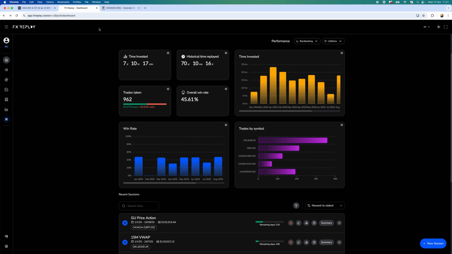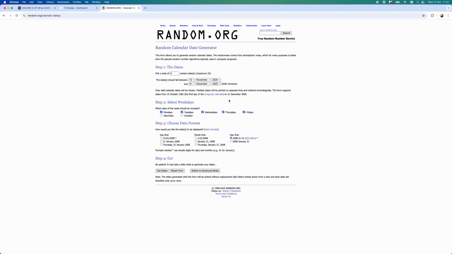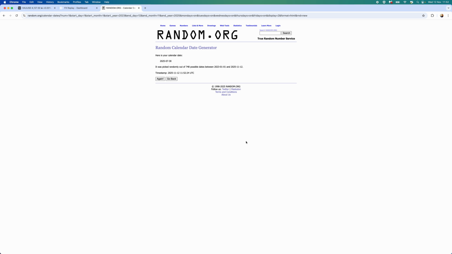Now, what I'm going to do first of all is choose a random date. So I'm on random.org. We're going to choose just one date, from the 1st of January 2023 all the way up until the 12th of November 2025, which is today. Click on Get Dates, and the date that's been chosen is the 30th of the 7th, 2025. So that is a very recent date, so we can go ahead and backtest that.